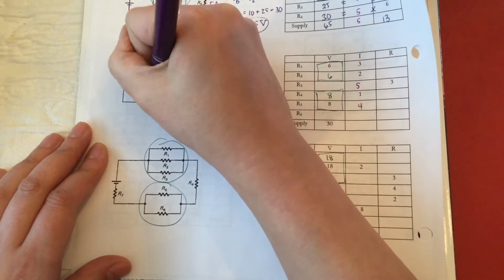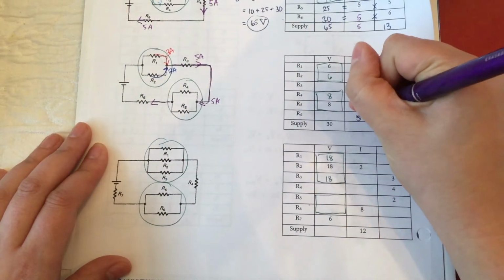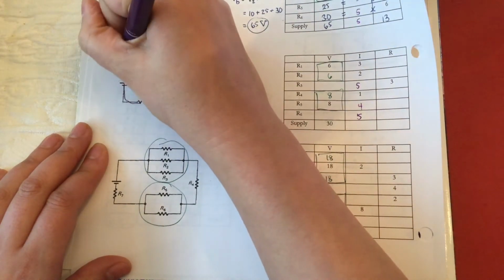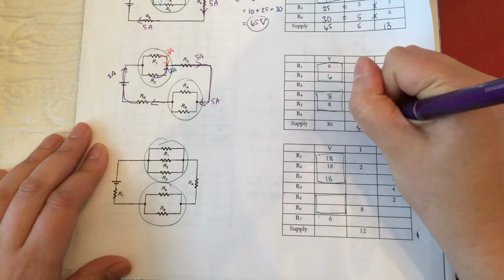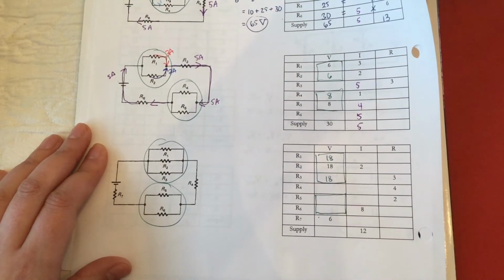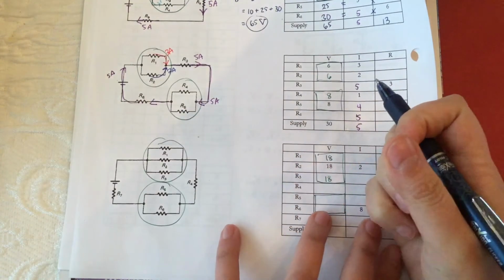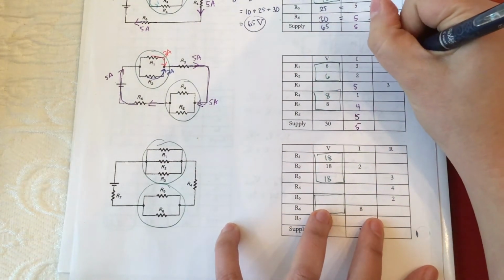The current recombines through R6, flows through the battery, and restarts. This allows us to find almost all remaining segments of the circuit by Ohm's law and multiplying across this row.